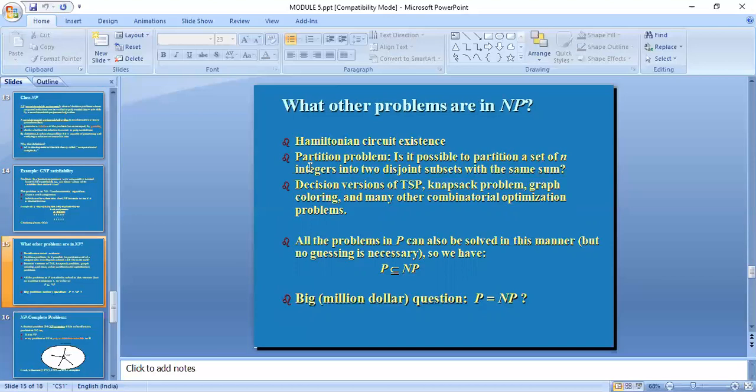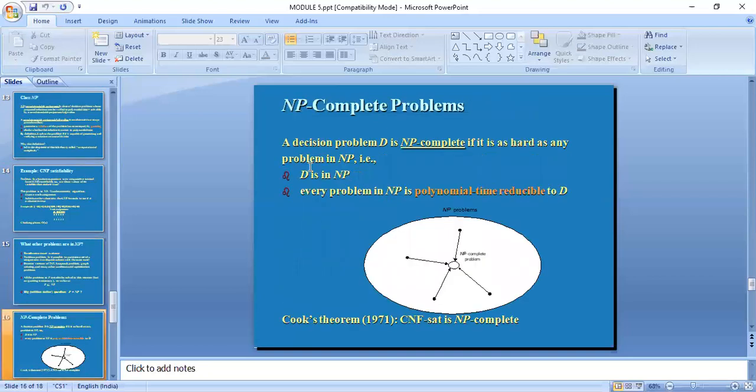All the problems we are giving can be solved in this manner, but whenever you go for guessing, it may not work correctly. We say that P is a subset of NP, but it is a big $1,000,000 question whether P is equal to NP or not. Based on this, we need to use the theorem. Here we have a theorem called Cook's theorem, where we do it with the help of the assignments.